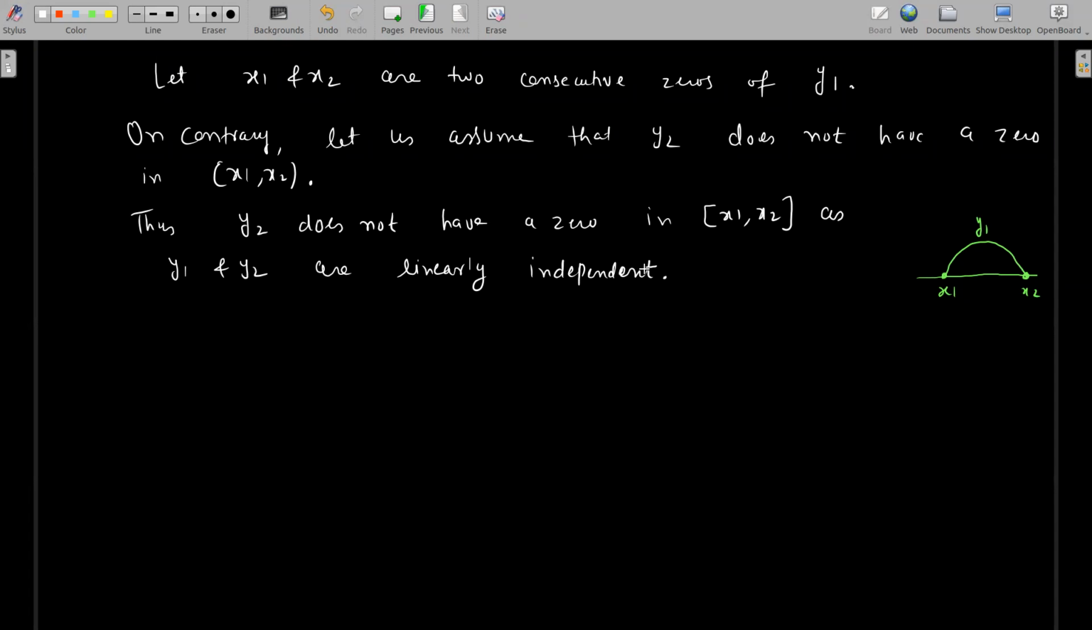अब एक तो मैंने ये assume किया कि इस interval के अंदर y2 का कोई zero नहीं है. फिर मैंने अगला जो point लिखा है कि y2 का zero इन points पे नहीं हो सकता x1, x2 पे, because they are linearly independent. Why? अगर ऐसा हो तो क्या होगा? क्योंकि y1 x1 पे zero है, x2 पे भी zero है, और अगर y2 भी इन पे zero हो, तो Wronskian क्या होगा?